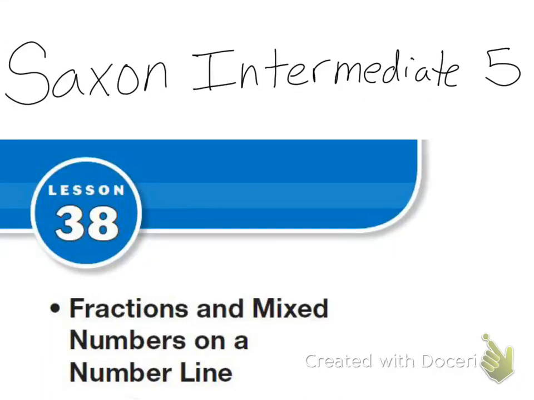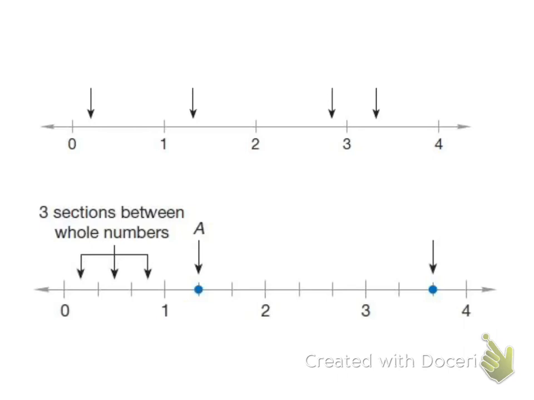Today's lesson is lesson 38, fractions and mixed numbers on a number line. So a number line is made up of a series of points. The points on the line represent numbers. On this following number line, whole numbers are labeled, but there are many numbers on the line that are not labeled, and we have those marked by these arrows.